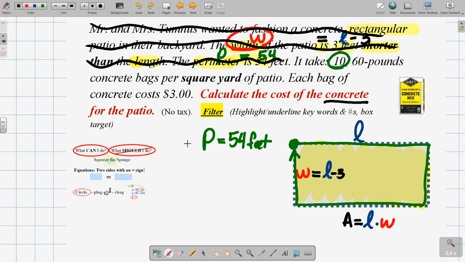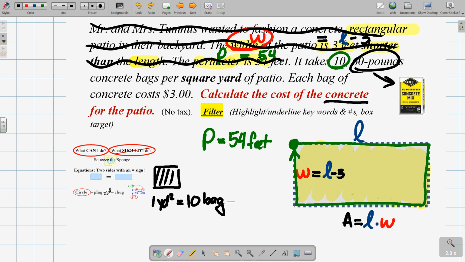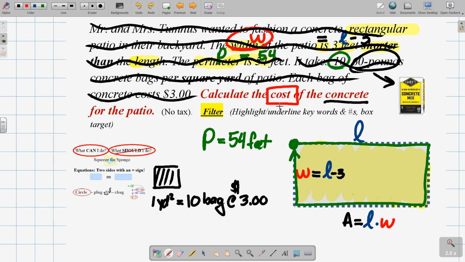For a square yard of patio, for every 1 yard squared of patio for the depth we want, it takes 10 bags of 60-pound concrete, and they cost $3 each. I've accounted for this information. Our ultimate goal is cost. I always like to box what the ultimate goal is with a question mark.